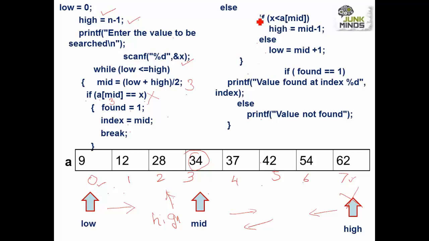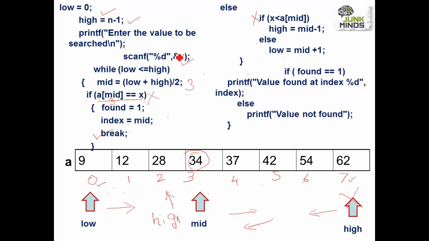If this condition is false, it means that the value that I'm looking for is greater than the value at mid. So in that case, I'll shift low to mid plus 1. Now this while loop will keep checking the value if the value is found at any given point of time. If the value is found, this condition would be true and my program terminates over here.